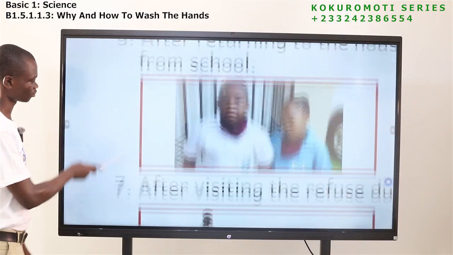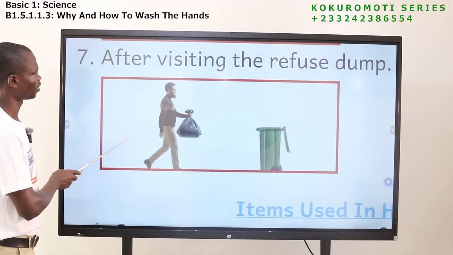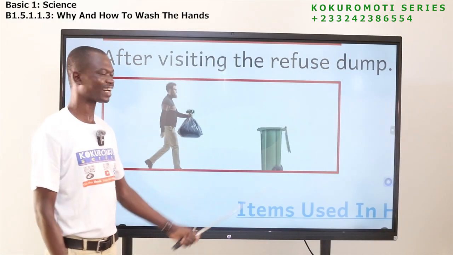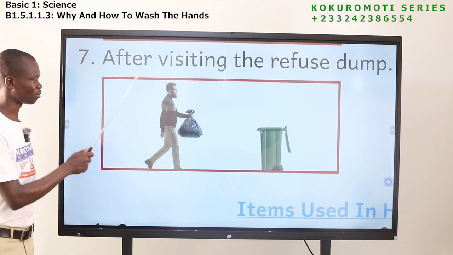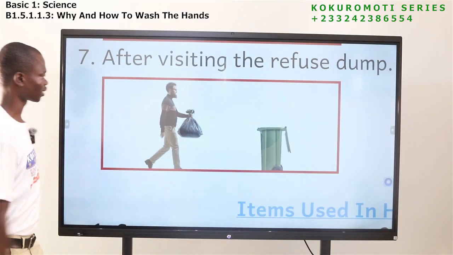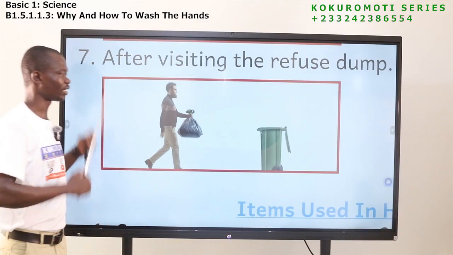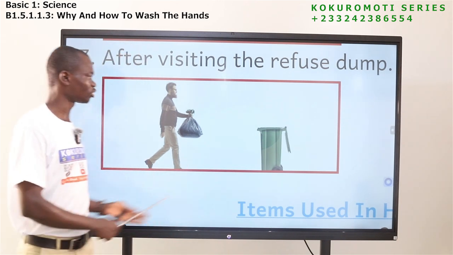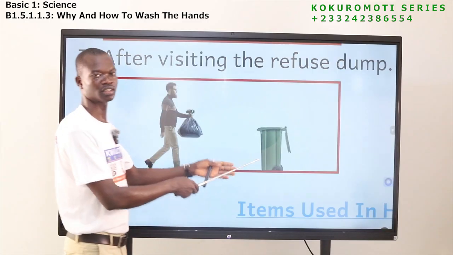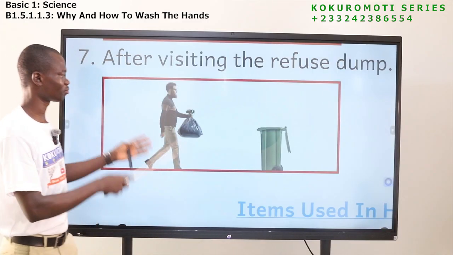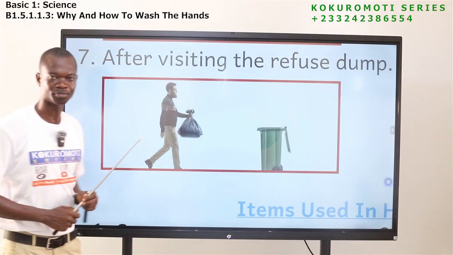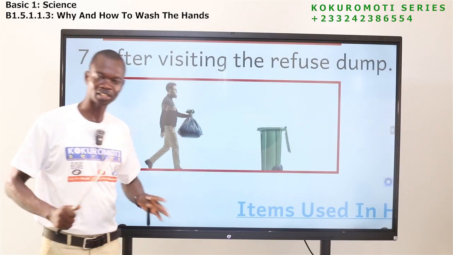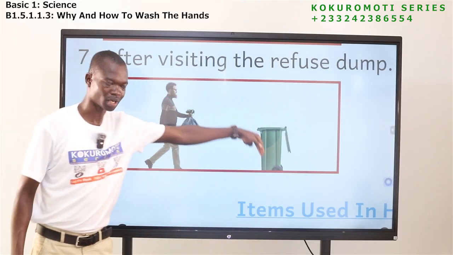Now let's look at the next one. Tell me what you see here. I can see a dustbin. I can see a man. I can see a polythene bag. The man is holding the polythene bag and he is moving towards what? The dustbin. So what do you think is happening? The man is going to trash the polythene bag, or the man is going to put the polythene bag into the dustbin. Mostly the things that we don't need again, the rubbish, the waste, is what we put in what?